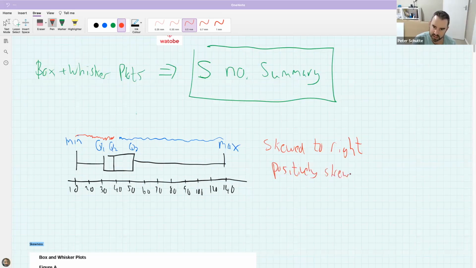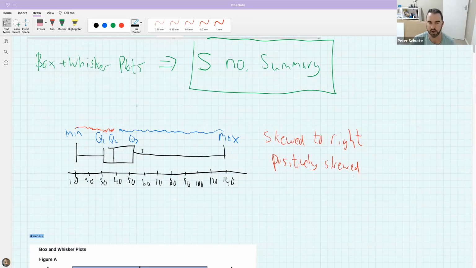That is telling us that the data is more spread out to the right. The top 50% is more spread out over a bigger area than the bottom 50%, which is closer together. We call that skewness, and it's a way of describing the way the data is laid out.